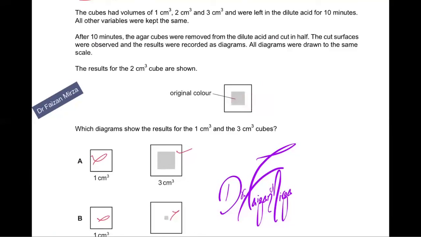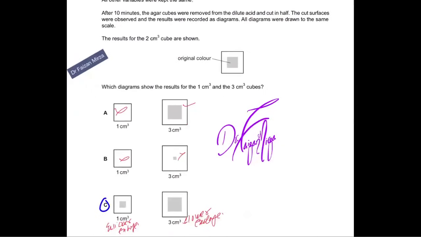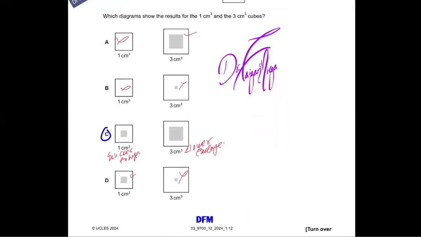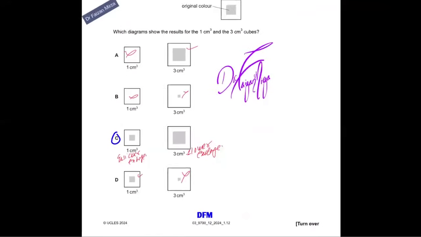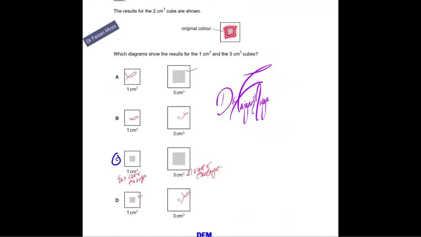Why would it keep on decreasing? Because the color changes as the acid comes in. So this is the diagram shown for the 2 cm cube. Which diagram shows the results of the 1 cm cube and 3 cm cube? If the 2 cm cube has this much of the original color left, the 3 cm cube, which is larger, should have a bit more of the original color left because it allows slower exchange. Whereas a cube which is much smaller will have a lesser quantity of the original color left because it allows quicker exchange. Yes, the time is not long enough for all the color to disappear.